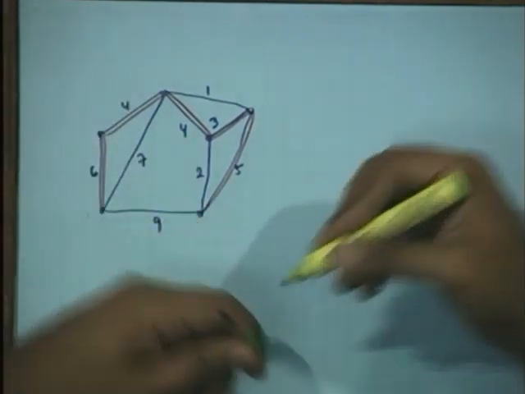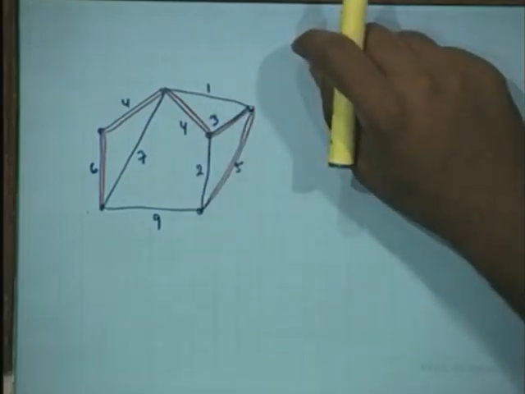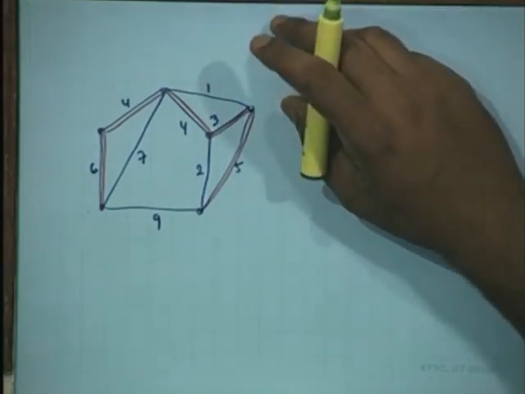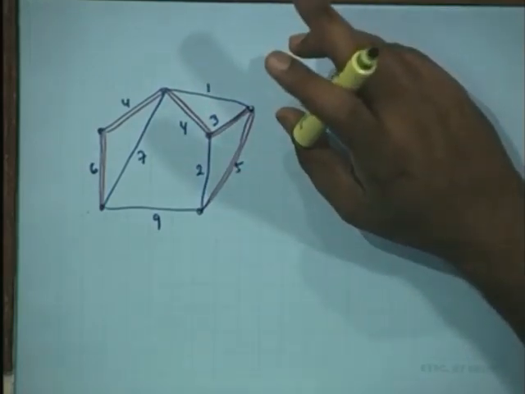Now one way you can convince yourself that this is not the smallest possible tree is by saying that, for instance, if I were to include this edge of length 1, then what's going to happen? Will it be a tree? Again, I will have a cycle. So that's one property of a spanning tree always.